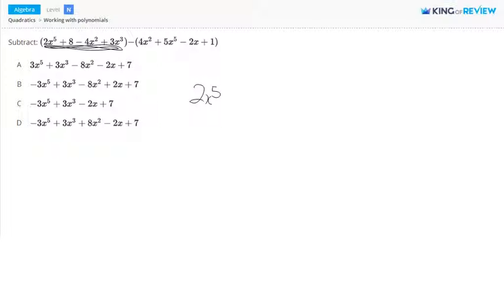So we're going to write down the x to the fifth first, but then we realize, oh, I don't have any x to the fourth in this equation, so just 0 x to the fourth, and then 3x cubed minus 4x squared, and then we don't have anything for our x, and plus 8.